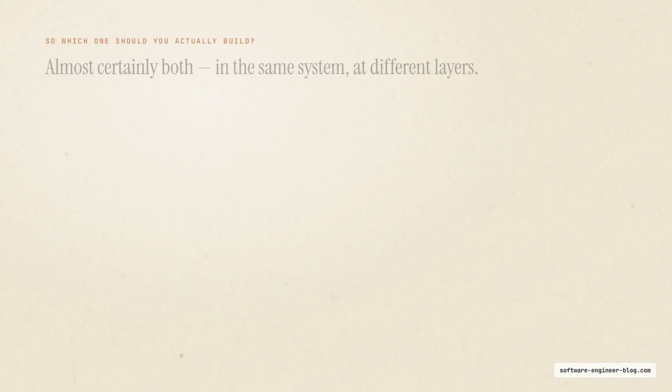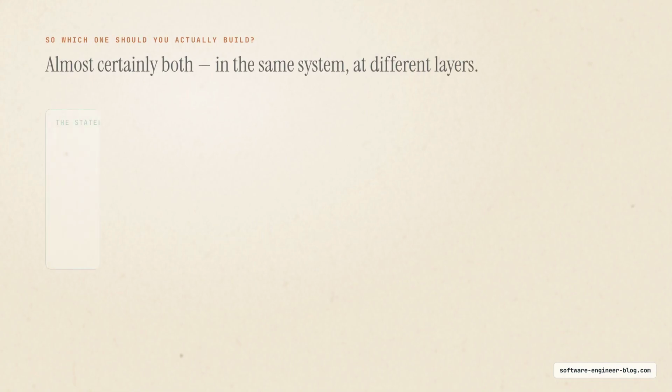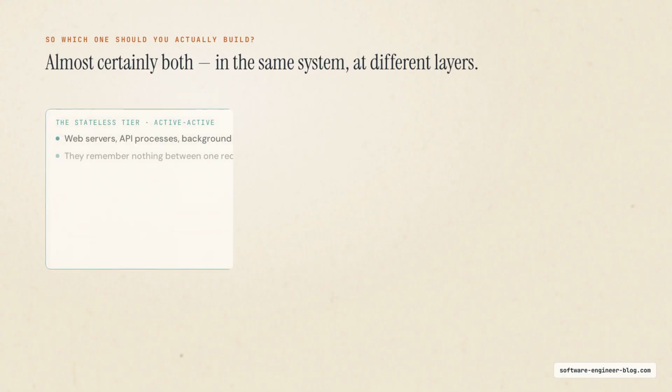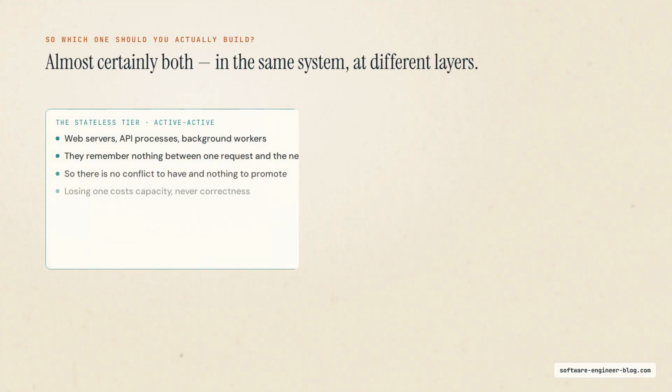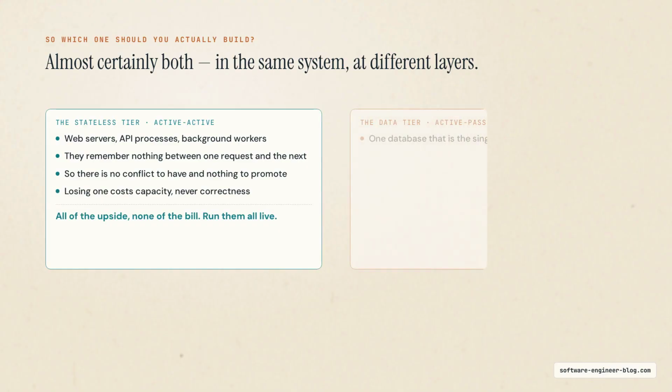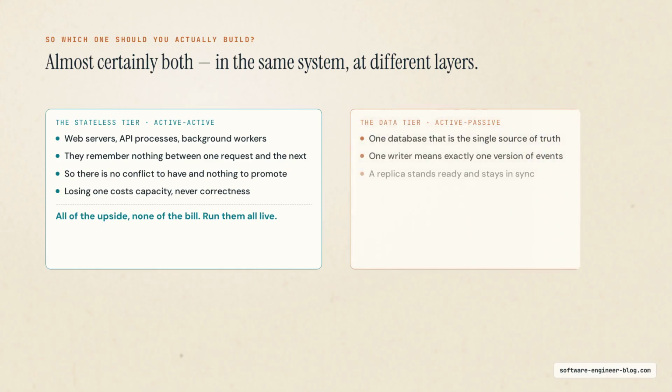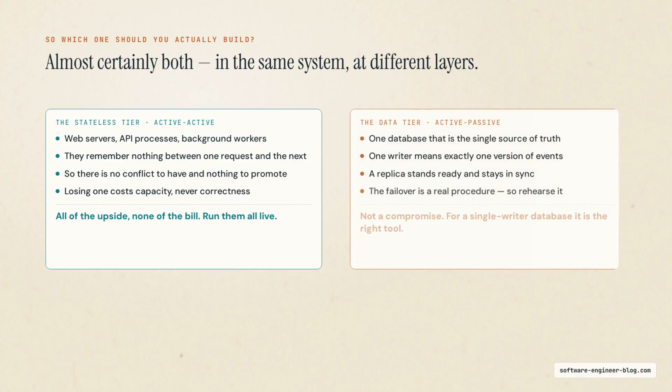So which one should you actually build? Almost certainly both, in the same system at different layers. Your web servers, your API processes, anything that does not remember anything between one request and the next, run those active-active. They have no conflicts to have, so you get all of the upside and you pay none of the bill. Your main database, the single source of truth, active-passive is usually the honest answer there. One writer, one version of the truth, a replica standing ready. That is not a compromise. That is the right tool.